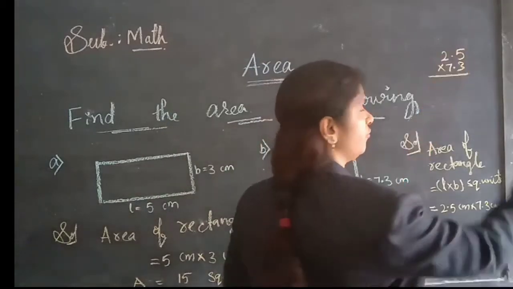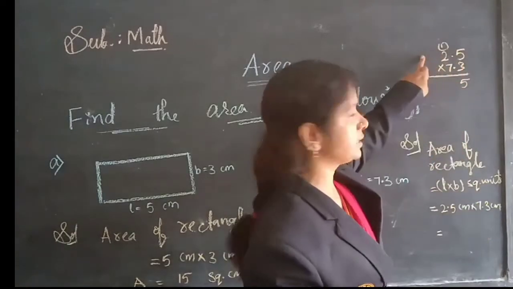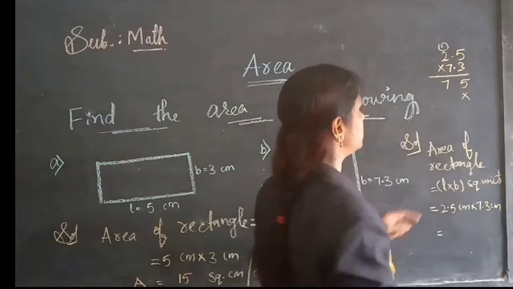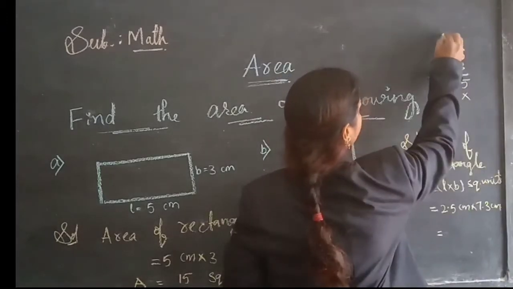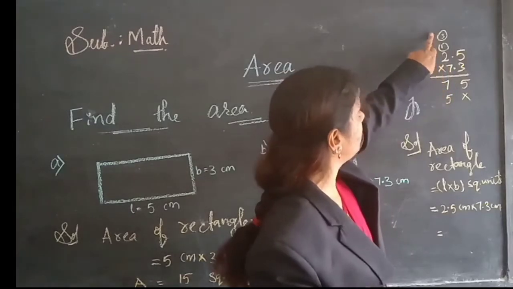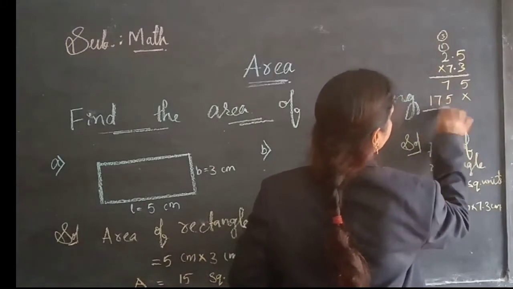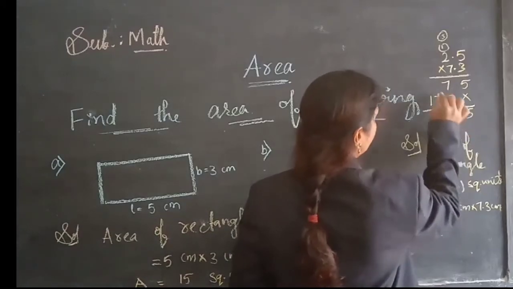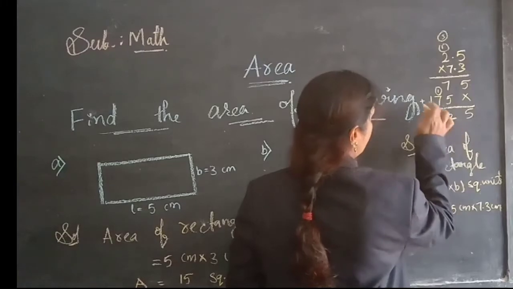3 5s are 15. 5, 1 carry. 3 2s are 6. 6 plus 1, 7. Now coming to the second, tens digit. 7 5s are 35. 5, 3 carry on it. Now 7 2s are 14. 14 plus 3, 15, 16, 17. So 17 here I am writing. Let's add this. 5. 7 plus 5 is 12. 1 carry. 1 plus 7 is 8, and 1.